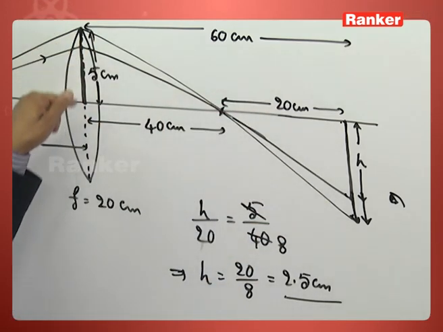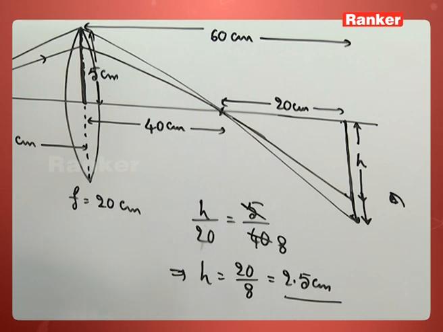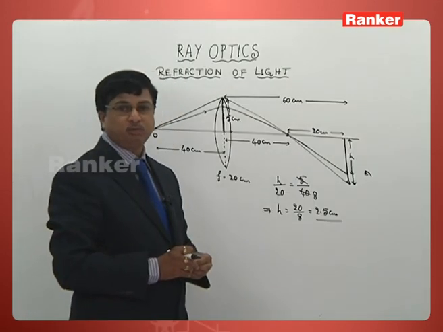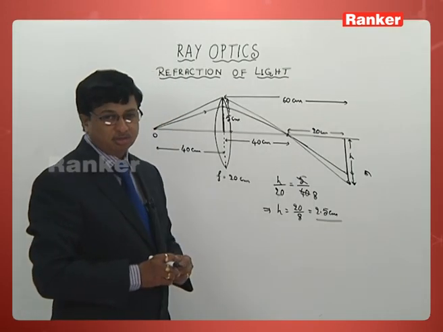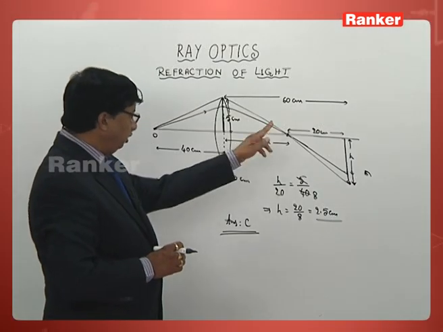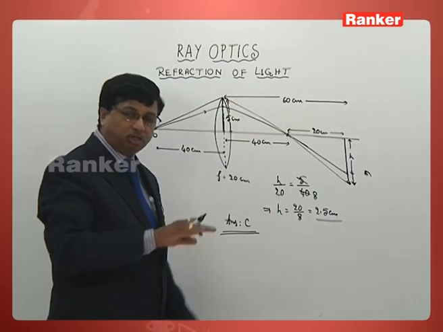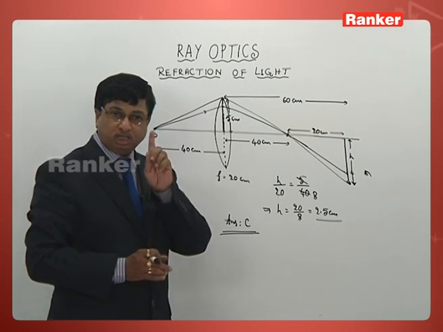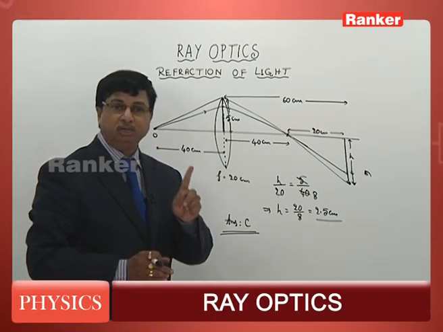So taking these two triangles which are similar by nature, I have estimated the value of h as 2.5 centimeter. What are the options given? First option 0, second option 5, third option is 2.5 centimeter and fourth option is 10. Then automatically we can write the answer for this one as C. That gives 2.5 centimeter as the depth, or the distance below the principal axis, where you can keep your eye to see the image clearly.